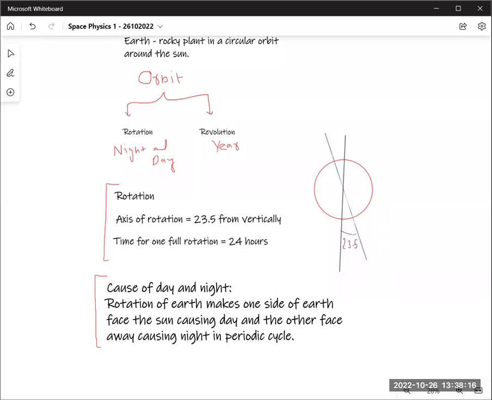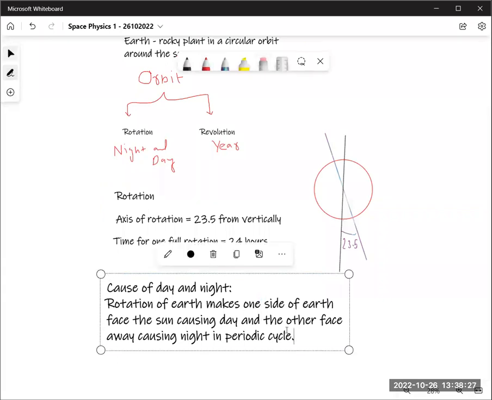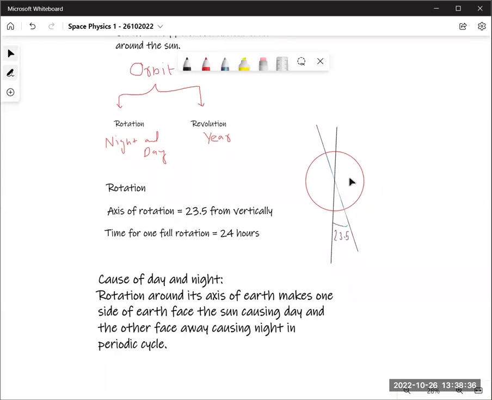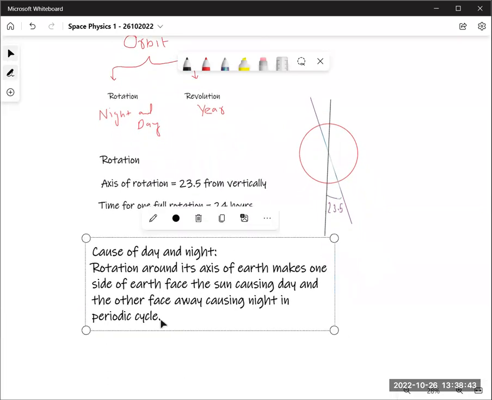Cause of day and night. Rotation of Earth makes one side of Earth face the sun, causing day, and the other face away, causing night, in periodic cycle. That's it. So basically in a periodic cycle of how much? 24 hours. Now write one more thing here, rotation around its axis. The axis is 23.5 degrees from the vertical. Periodic cycle of 24 hours. Just need to type it as 24 hours.